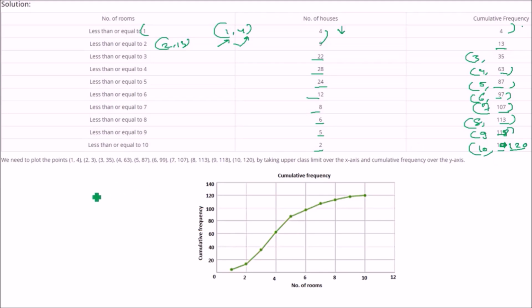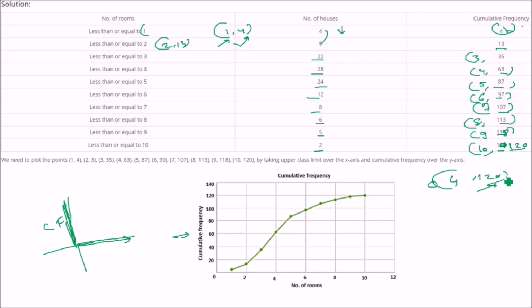So how do we locate or draw these points? Always remember, in this type of question, we take cumulative frequency on the y-axis, and the other observation on the x-axis. For the cumulative frequency, from 4 to 120, we have to see the range. Minimum is 4, maximum is 120. We have to start at least from 0, or at least from 4.